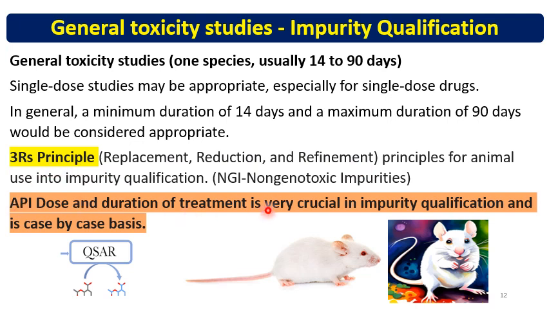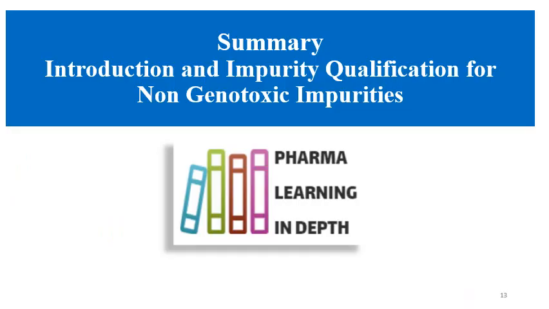The API dose and duration of treatment are very crucial in impurity qualification, and it is on a case by case basis. All the impurities are different. Every impurity has its specific structure and specific toxicity. So the duration of treatment and the dose are very important while going for general toxicity studies. For a drug with low dose, these studies become very difficult.